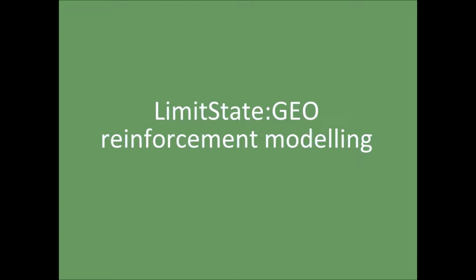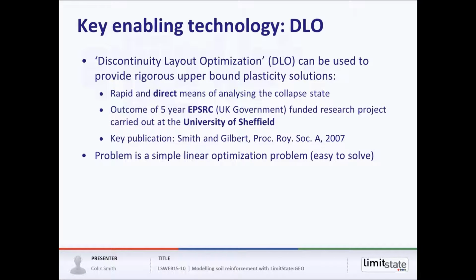Okay, so that's a little background to soil reinforcement. Before we look at how that's modeled in LimitState GEO, we actually use the software. It's helpful just to recap on how the software itself works so we can put that into context. So the software uses a method called discontinuity layout optimization to provide plasticity solutions for collapse. It's a direct way of analyzing the collapse state, and was the outcome of a 5-year EPSRC funded research project at the University of Sheffield.